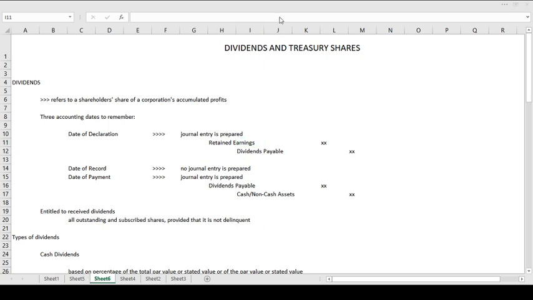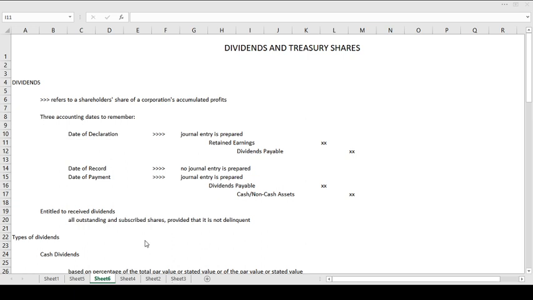And then the third date that we need to remember is the date of payment. The date of payment is wherein we prepare entries wherein there is already an actual outflow of resources, wherein there is the recognition of the payable account, and then crediting also of cash or a non-cash asset as consideration for payment of dividends. Those are the important dates that we should recall.